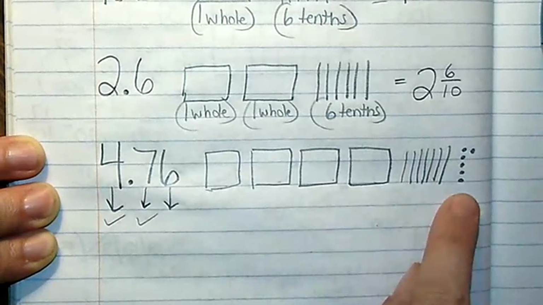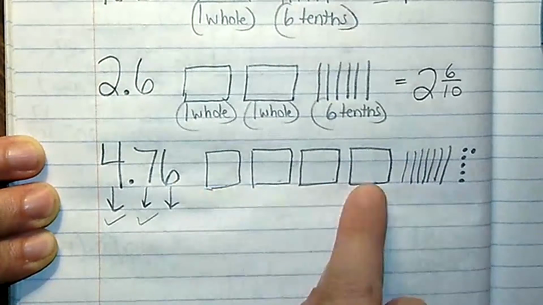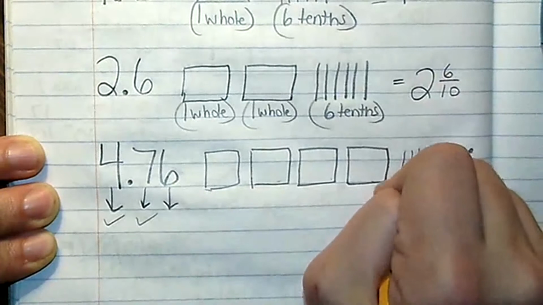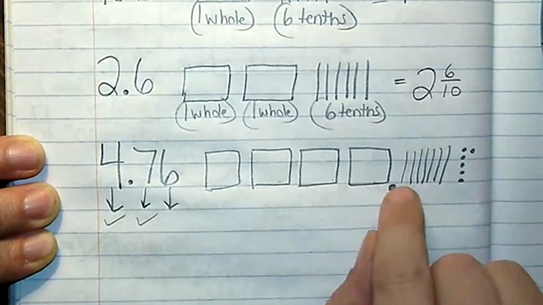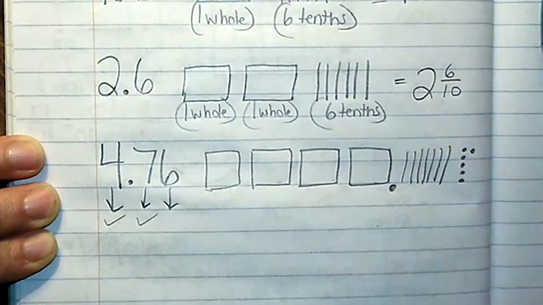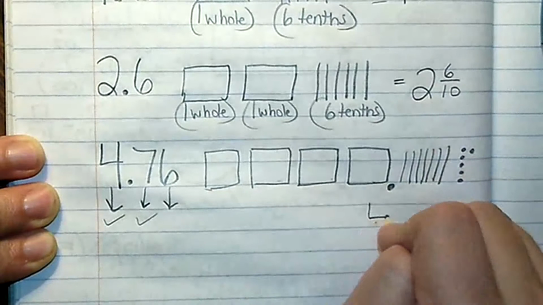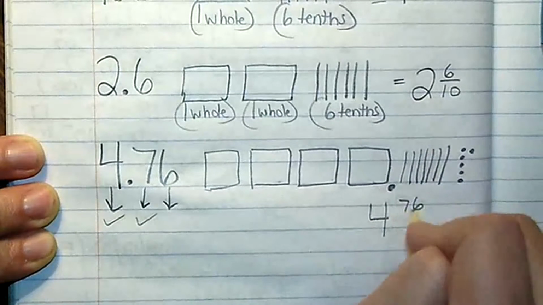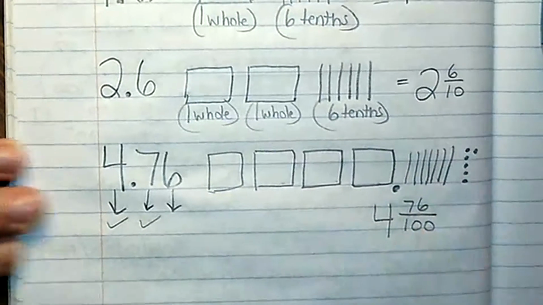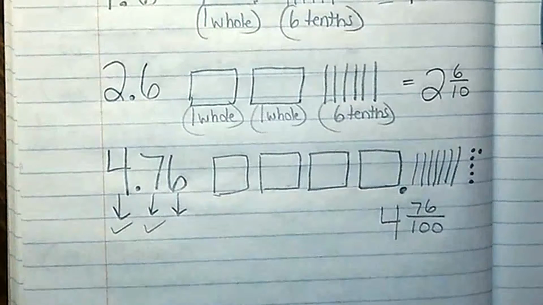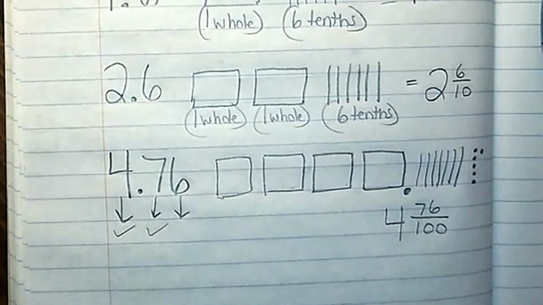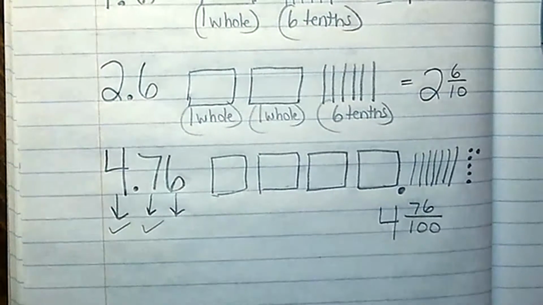And this picture, the quick pic, shows me 4 wholes and, sometimes I even like to put the decimal there, 76/100. We could write it 4 wholes and 76/100. Those are all decimals that are greater than 1 whole chocolate bar.